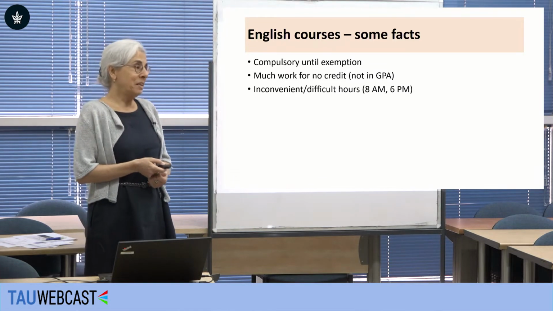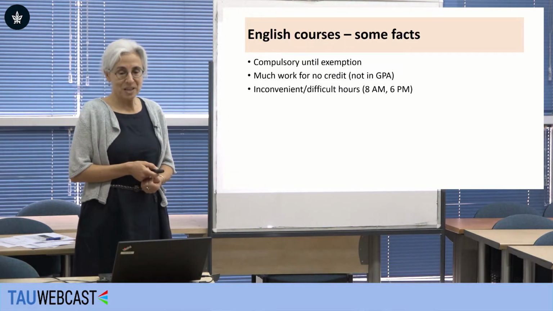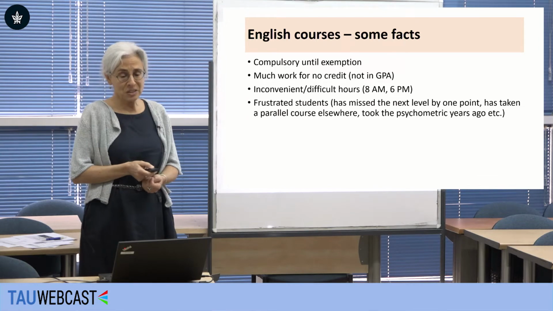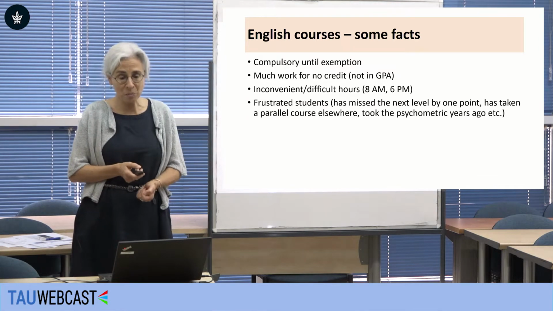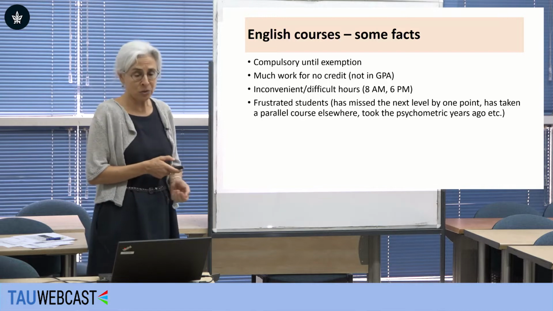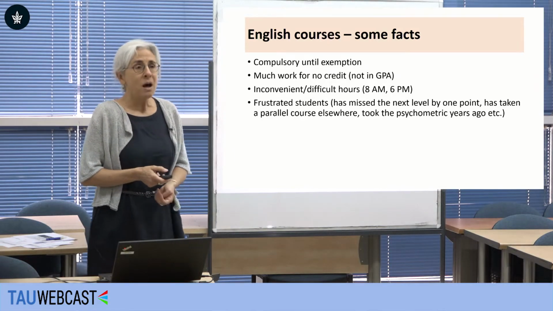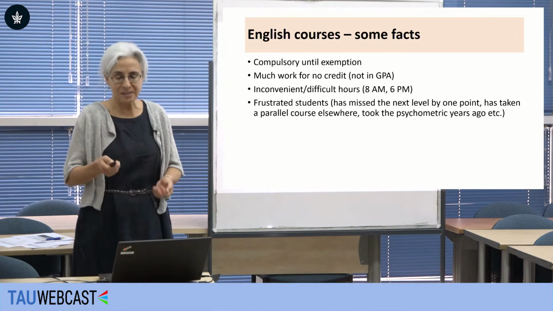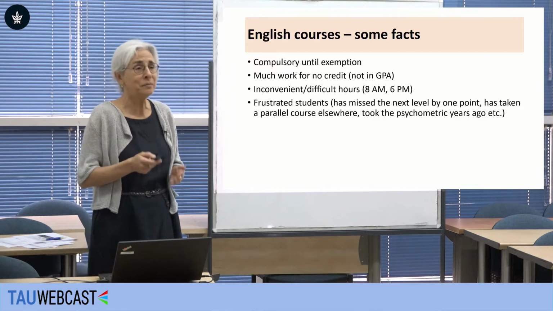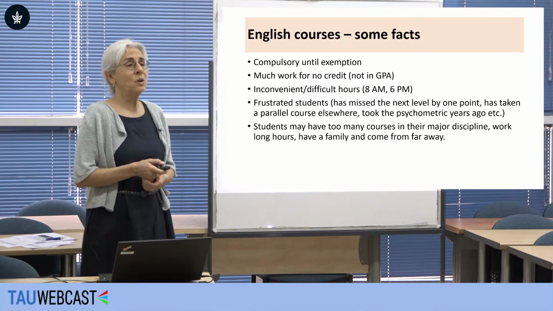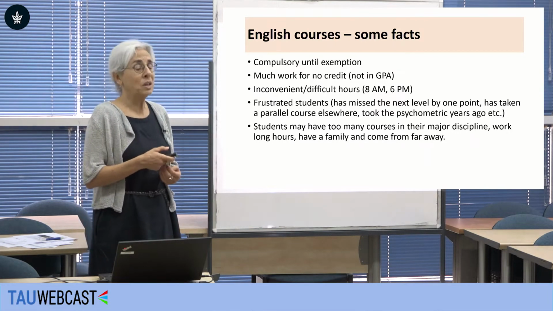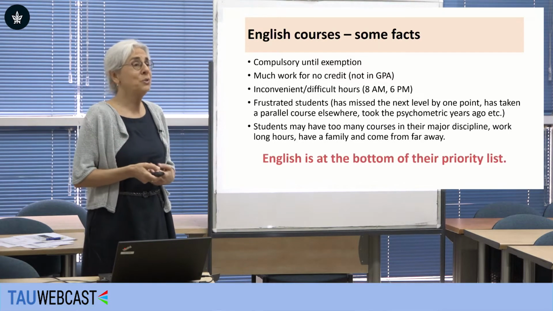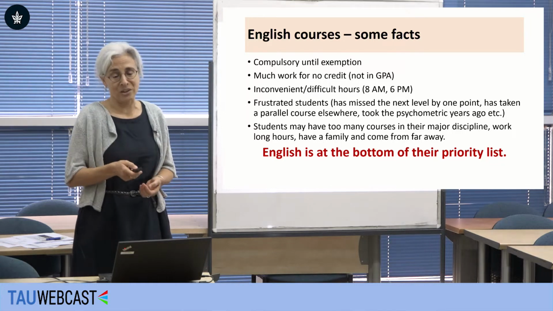The hours may be very inconvenient, sometimes at 8 o'clock in the morning, sometimes at 6 o'clock in the evening when they're very, very tired. And many students are frustrated because they've missed the next level just by 1 point. They took a parallel course at another university and we don't accept it. And maybe they took the psychometric many years ago, and in the meantime they had a year in the States or something. And so they don't want to be there. And also the fact that they're studying, they have a lot of other courses, a family, and they come from far away. So the truth is, English is at the bottom of their priority list.